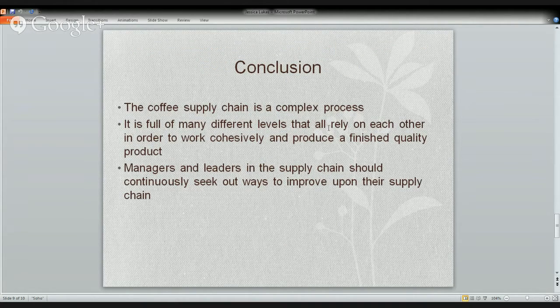So in conclusion, we have learned that the coffee supply chain is a complex process. It is full of many different levels that all rely on each other in order to work cohesively and produce a finished quality product. Managers and leaders in the supply chain need to continuously seek out ways to improve upon their supply chain while still keeping performance metrics and customer needs in mind. Doing so will help the supply chain stay profitable, cut costs, and ultimately deliver a final quality product to the customer.